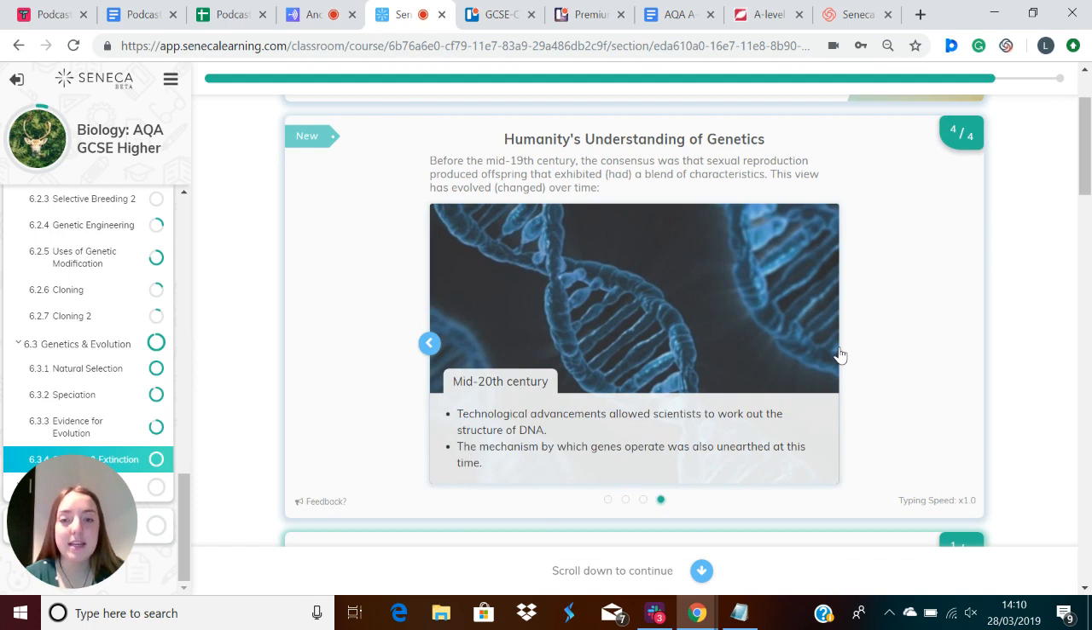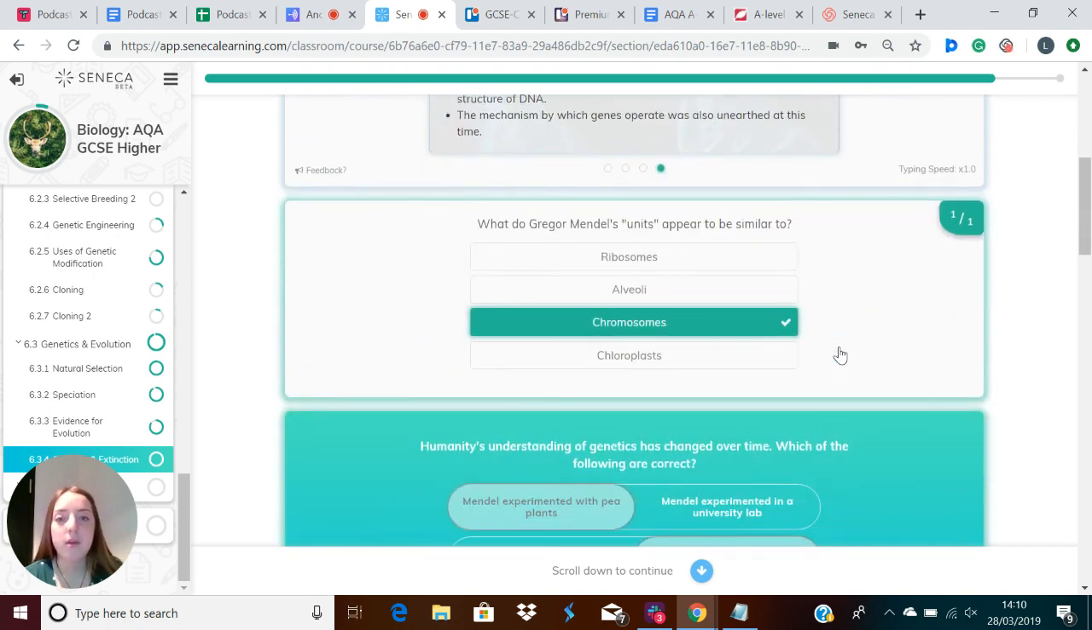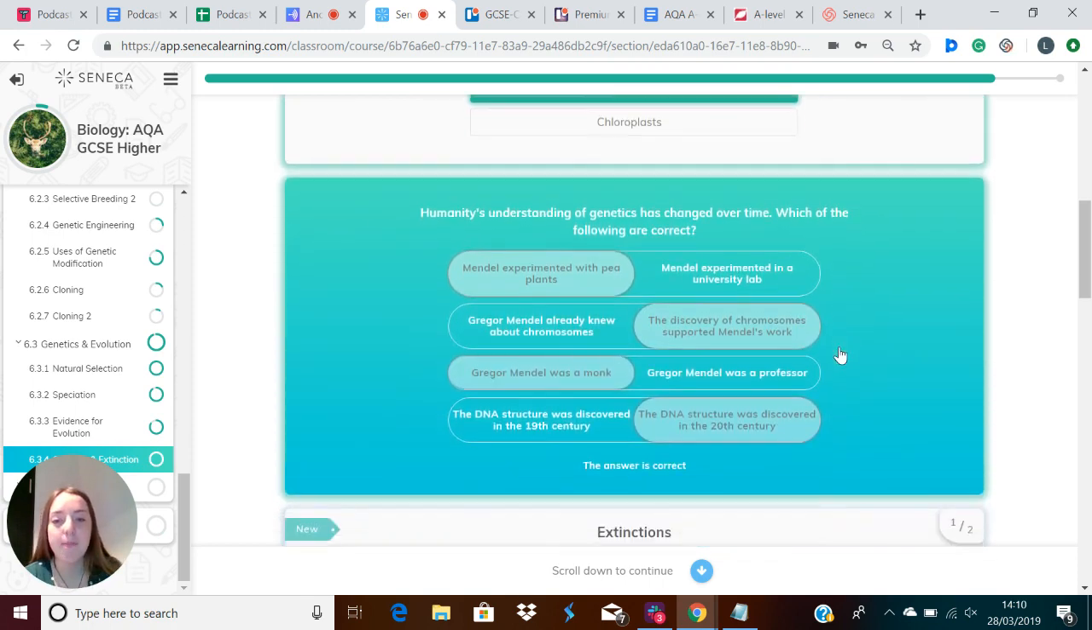In the mid-20th century, technological advancements allowed scientists to work out the structure of DNA, and also the mechanism by which genes operate was unearthed at this time. So Gregor Mendel studied pea plants and looked at units. And these units are similar to chromosomes, and they are basically genes, but he didn't know the name for that at that time.